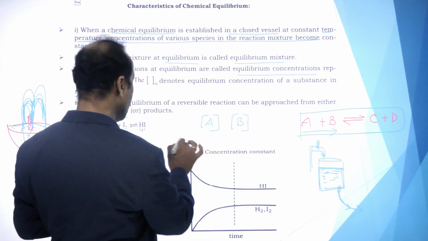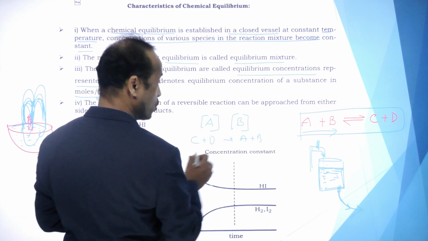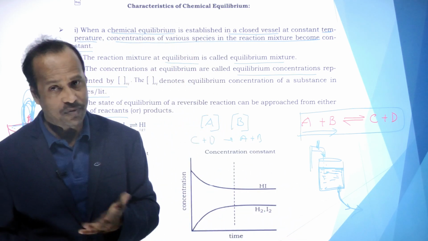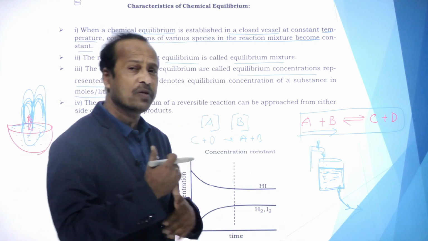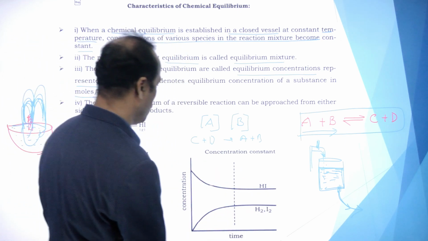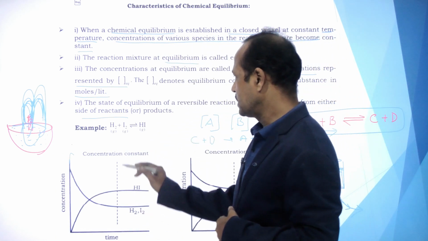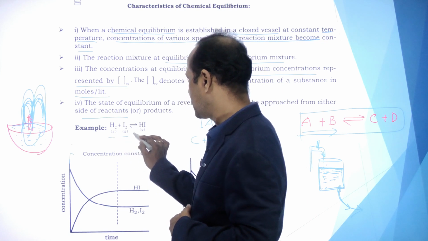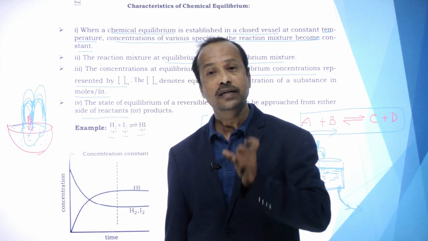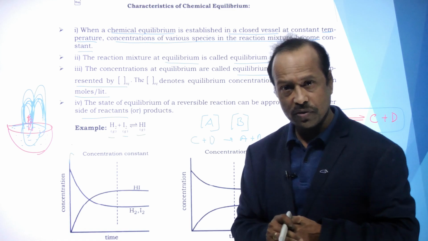For example, if you take C and D only, C plus D, now what does it form? It forms A plus B. So again after some time, the rate of forward reaction becomes equal to the rate of backward reaction. So equilibrium may be reached from any direction, the forward direction or the backward direction. So this is about this one. And here the example is hydrogen reacting with iodine to form hydrogen iodide in a closed vessel. If you do that, then it is a reversible equilibrium reaction, right?